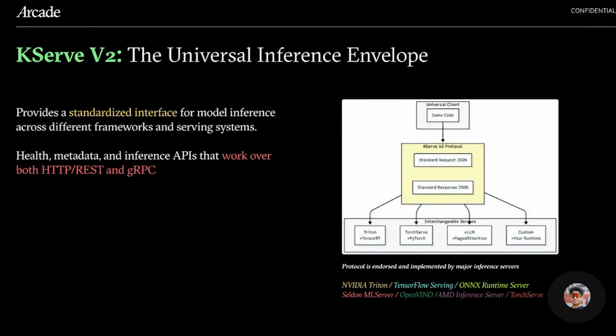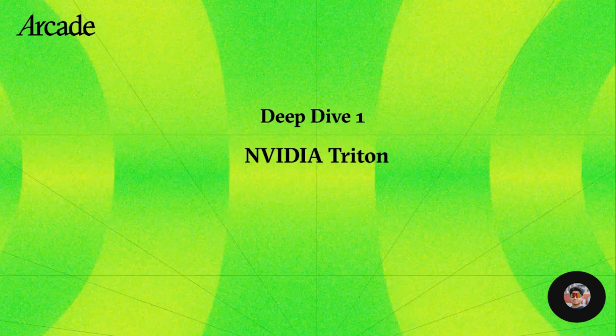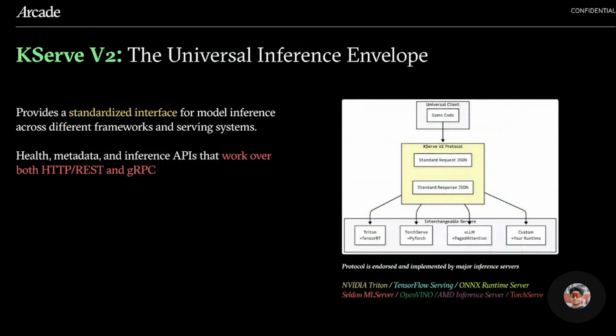Imagine you start with, oh, I feel like I'm missing a couple of slides here. But imagine you start with TensorFlow serving one of your models, and then you want to switch to Triton for better performance. You would have to rewrite every client, and your portable inference becomes actually fragile.